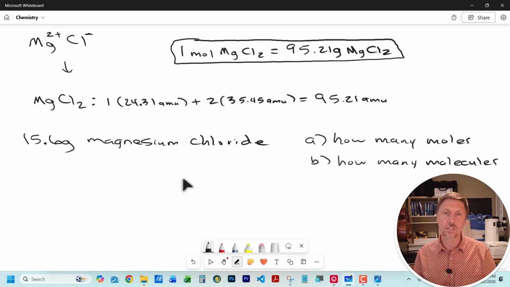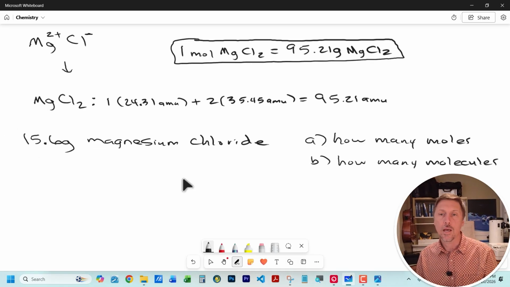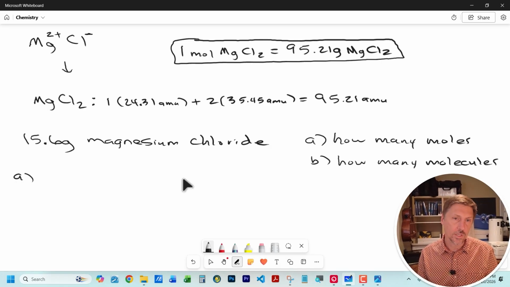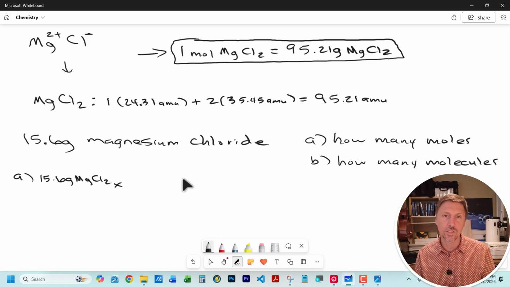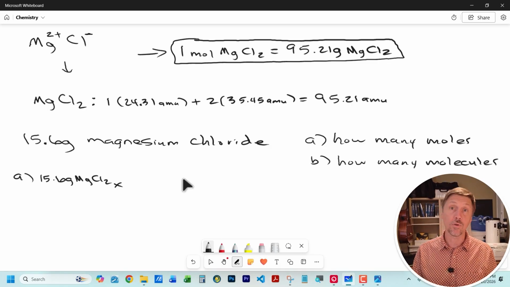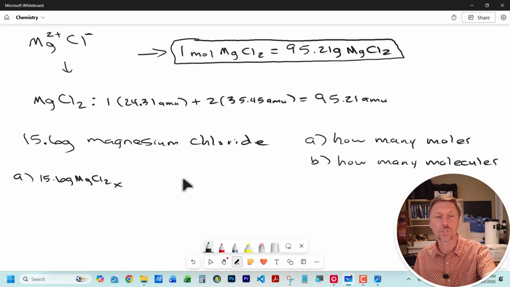So the first question, it says, if we've got 15.6 grams of magnesium chloride, how many moles of magnesium chloride do we have? And so to solve question A, we're going to say we start with 15.6 grams of magnesium chloride, right? But we want to convert that to moles of magnesium chloride. So we're going to use this conversion relationship right here. Just like if we wanted to go from inches to feet, we would say, I know that 12 inches is equal to 1 foot. And so I'm going to create a unit multiplier based on that conversion relationship.